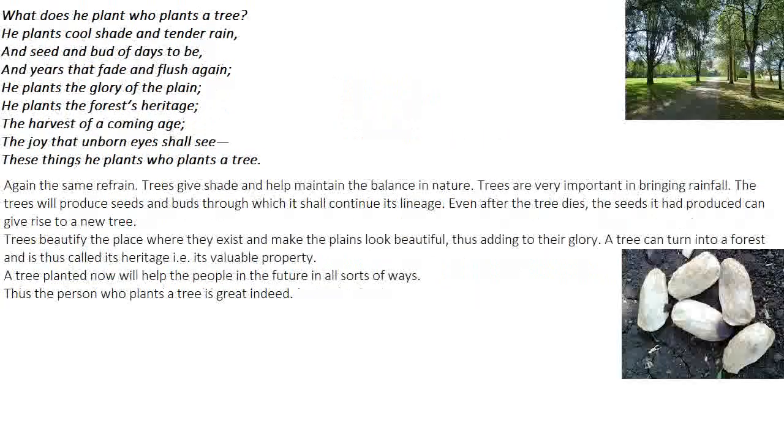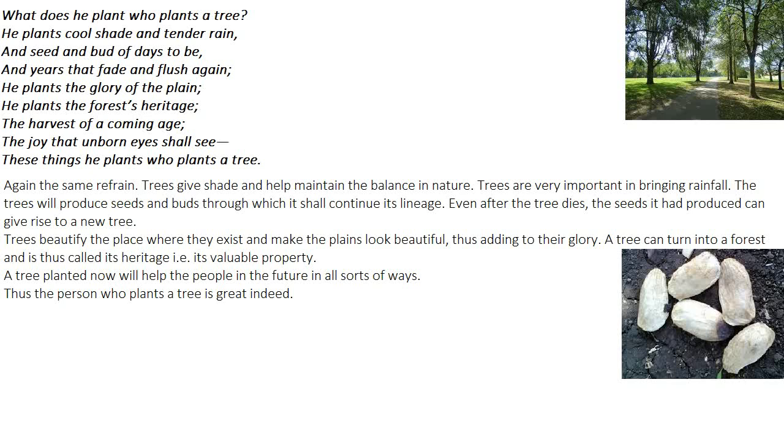What does he plant who plants a tree? He plants cool shade and tender rain. Okay, so one who is planting a tree is planting a tree which is going to give shade and also bring about rain. We know that trees are helpful in giving shade to people when it's kind of hot, and also they are helpful in bringing rain.